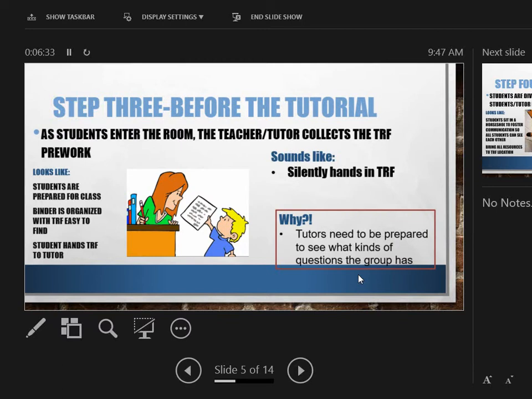Alright, step 3. Still, boys, before the tutorial. When you come in the room, you should have your TRF ready. We have been doing them in your tutorial group, and we will continue to do that finishing off this quarter. But starting third quarter, you're going to be responsible for doing a TRF on your own at home without any help from the tutor. So starting in the third quarter, when things get a little more complicated, you're going to have to start doing TRFs on your own. Maybe even sooner than that.